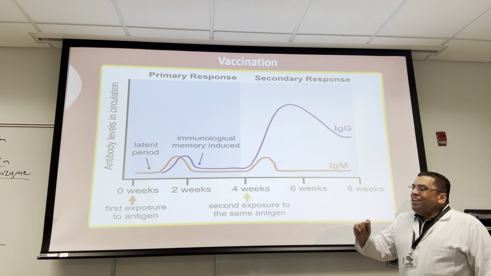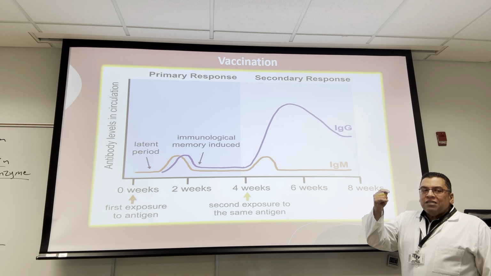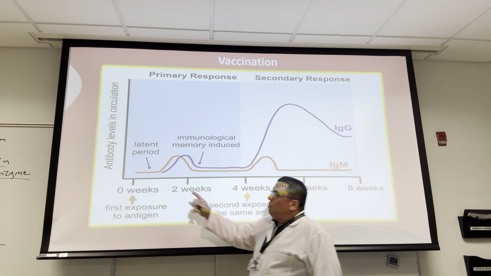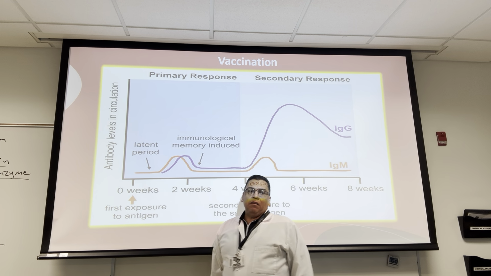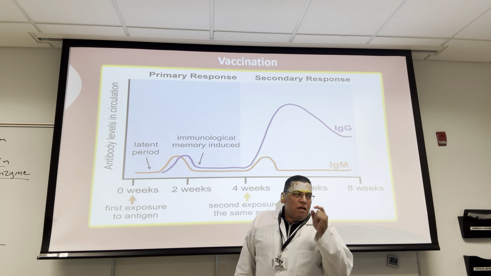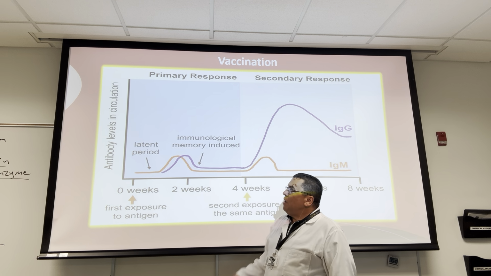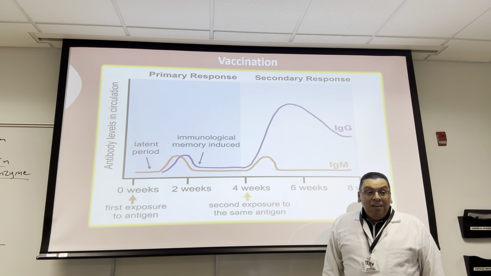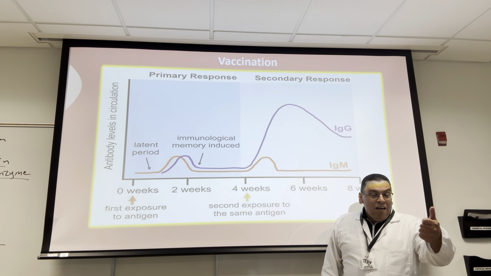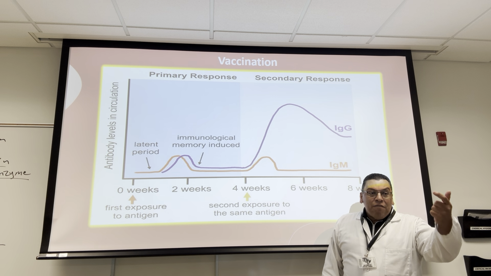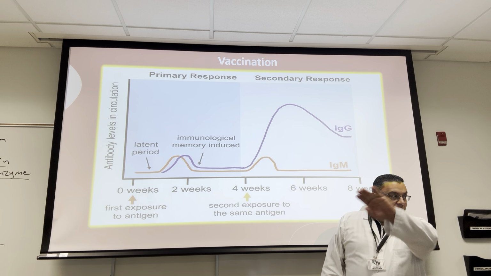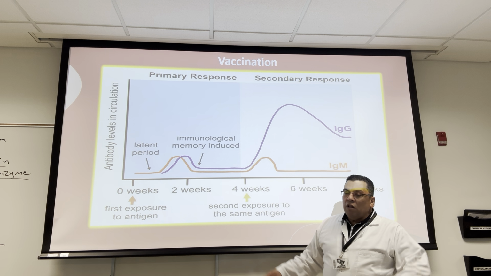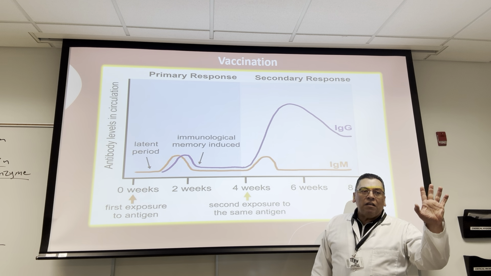Now watch. The next time you're exposed to the same pathogen, there will be no latent period. Or maybe very little tiny latent period. But no latent period, because your memory cells will be like, oh, we've seen this before. You don't have to clonally select. You don't have to differentiate. You don't have to do this. We already did that before in the primary. Your memory T cells and B cells will immediately activate.